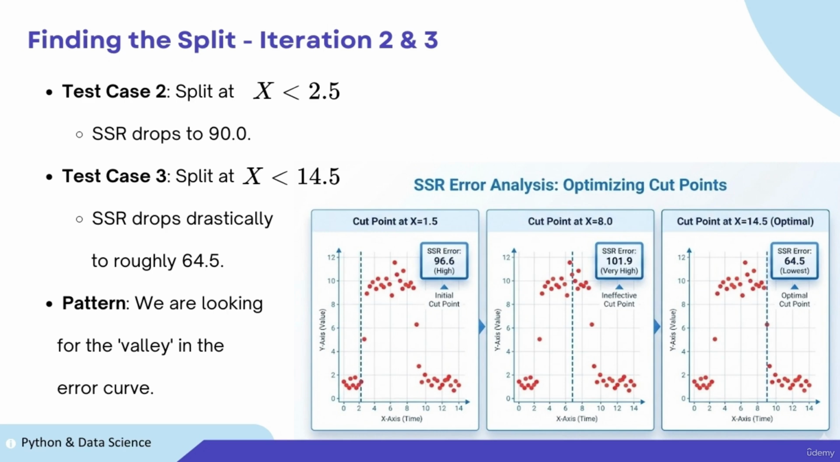The algorithm doesn't stop, it continues iterating. In test case 2, it tests a split at x less than 2.5, and the error drops to 90.0. If it tries an ineffective cut right in the middle at x equals 8.0, the error jumps back up to a very high 101.9. But look at test case 3. When the split occurs at x less than 14.5, the error drops drastically to its lowest point of roughly 64.5. The algorithm is searching for a pattern, specifically looking for the deepest valley in the error curve.